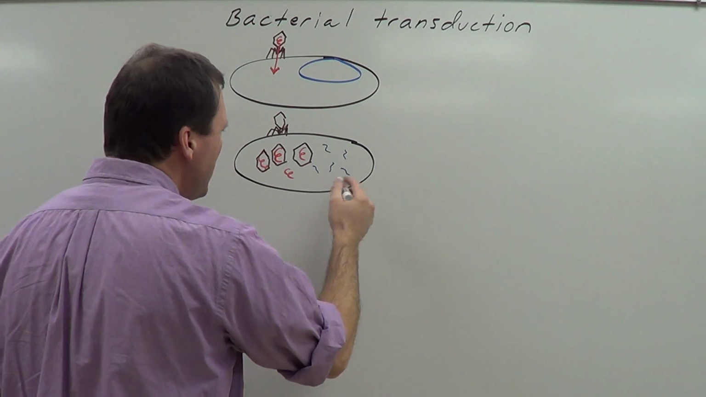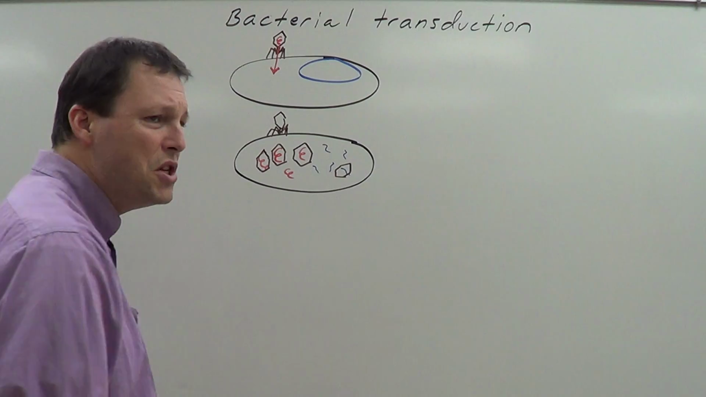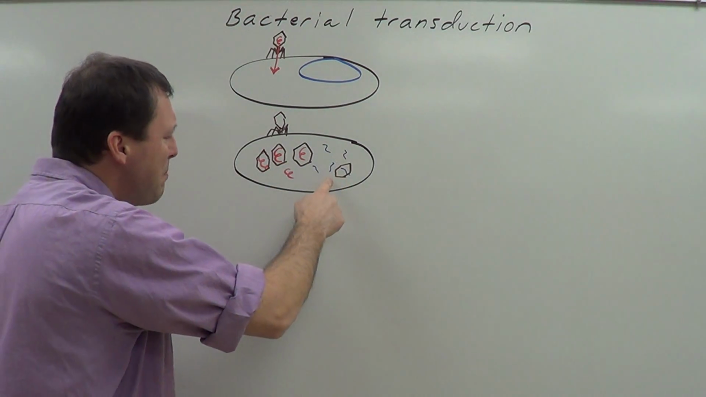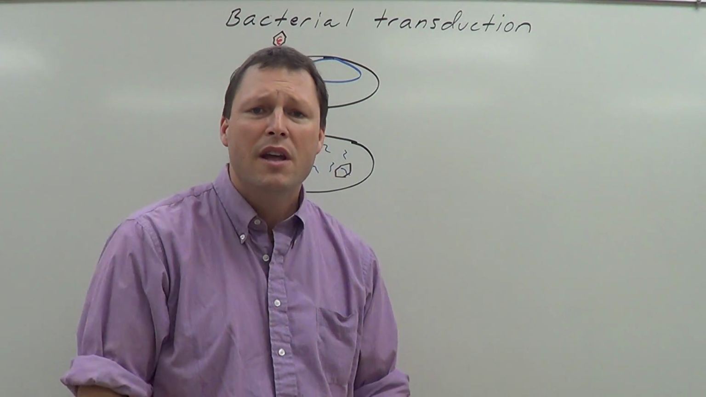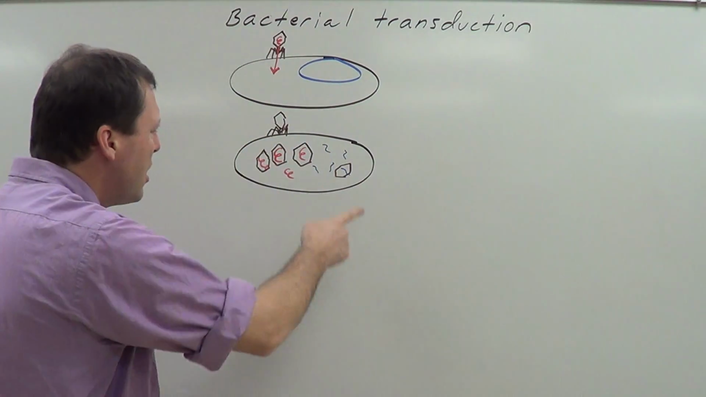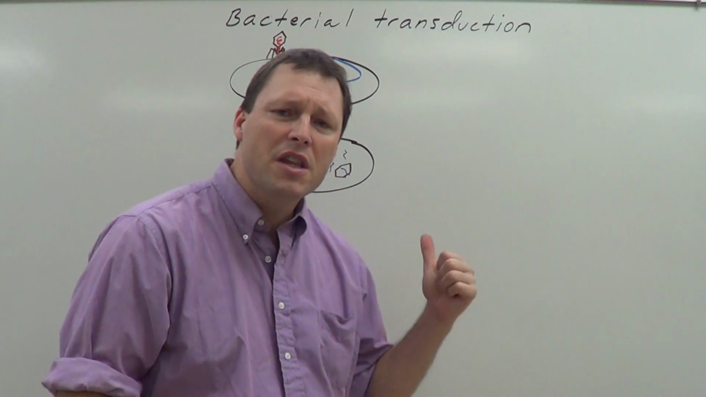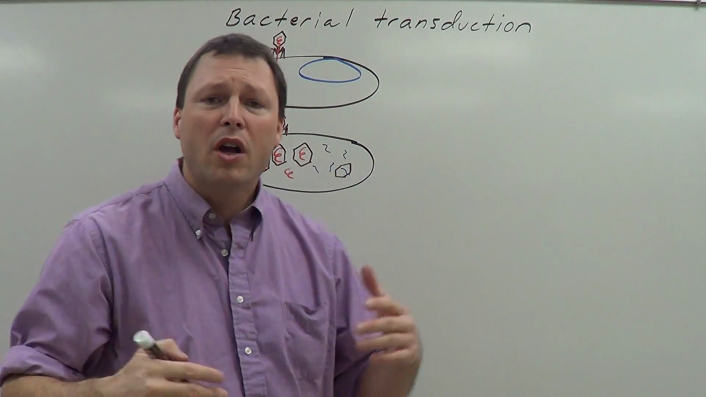But every now and then a mistake is made. And instead of stuffing a piece of viral DNA into this capsid, a piece of bacterial DNA accidentally gets stuffed into this capsid. And that might happen just a fraction of 1%. But because we're going to produce hundreds to thousands of viruses in this cell, that rare mistake is going to occur a couple times.